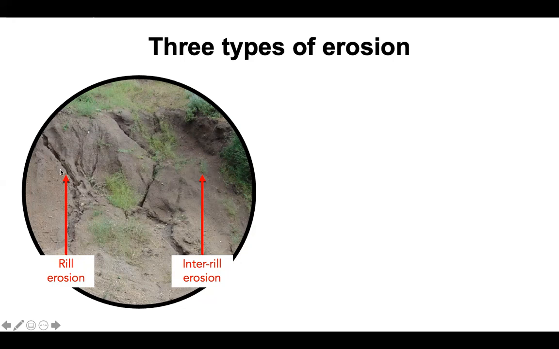But then when you have rills, they eventually come together to form what's called gullies. So gullies are big. That's our second type of erosion, but gullies are big, like a channel of water movement.